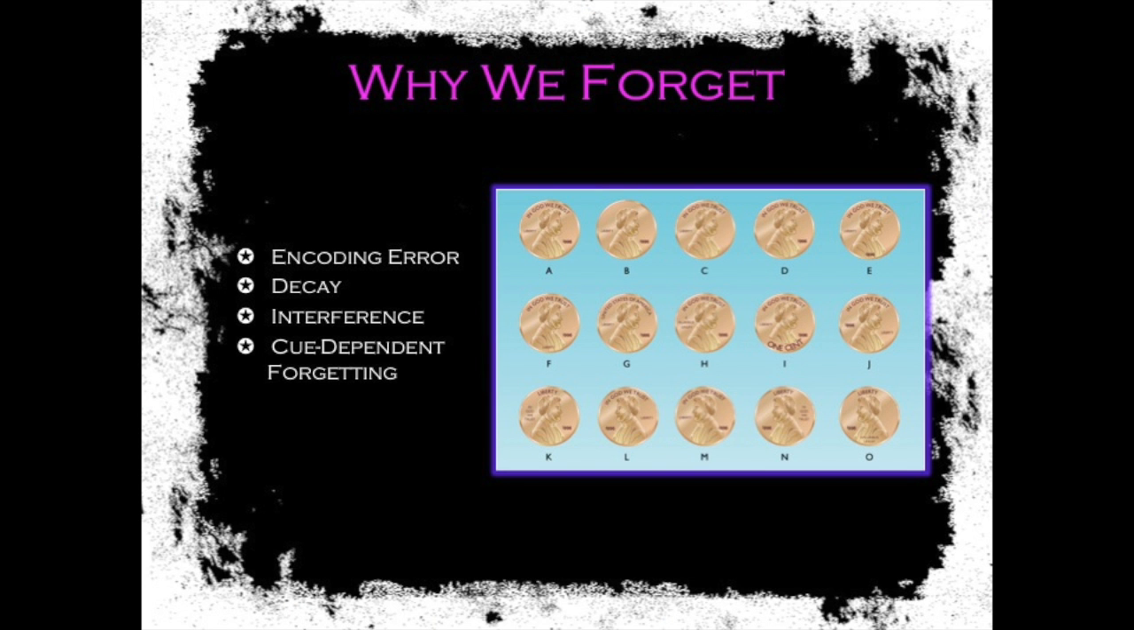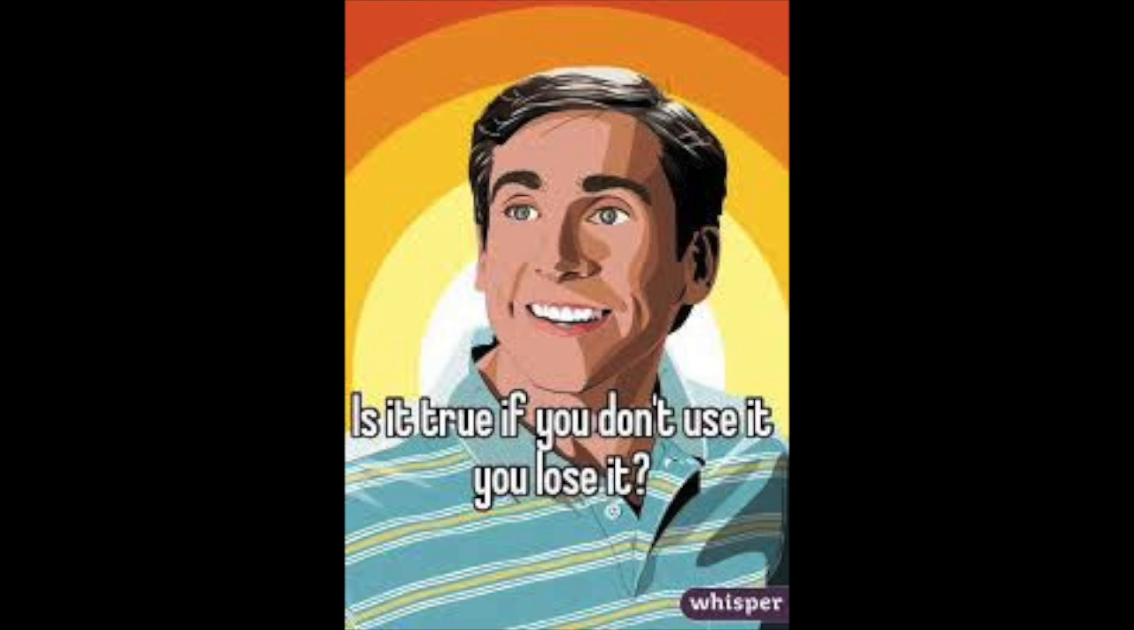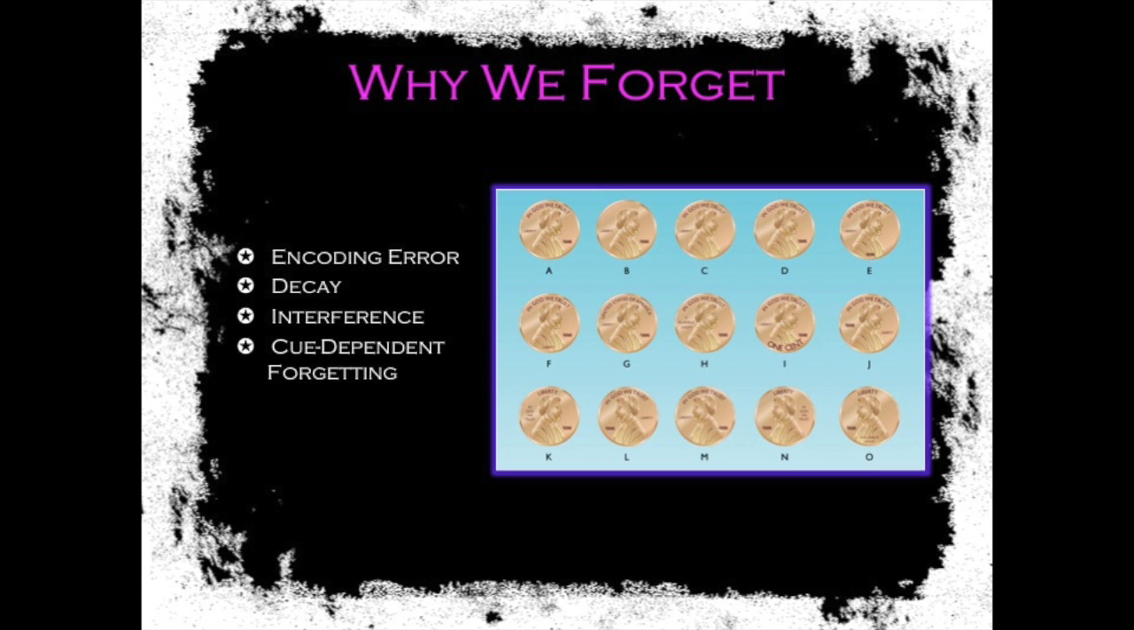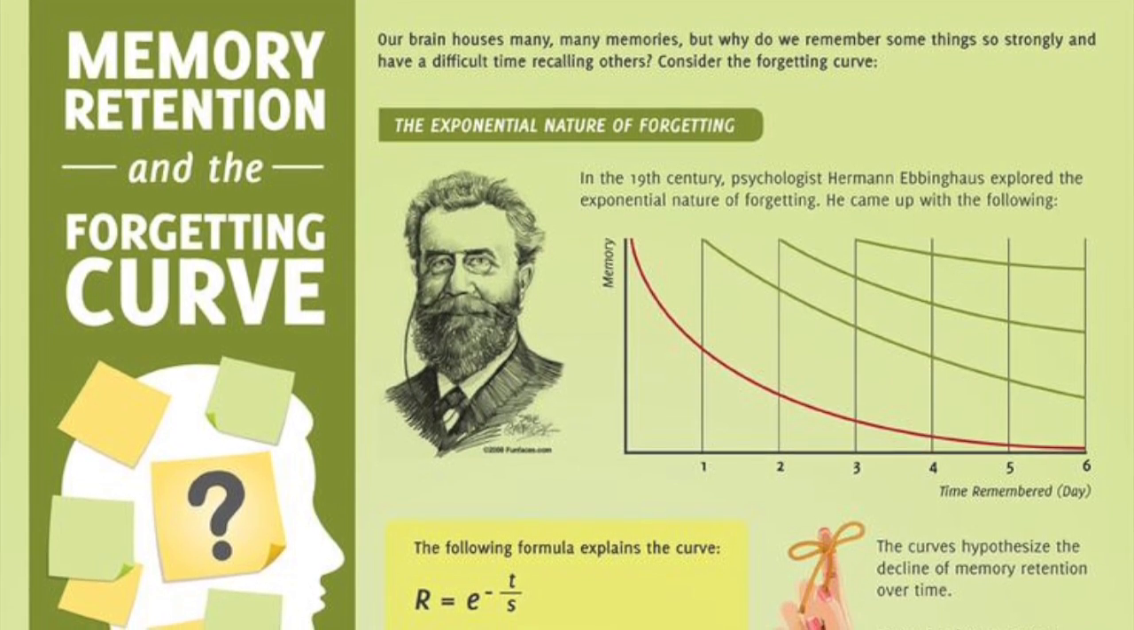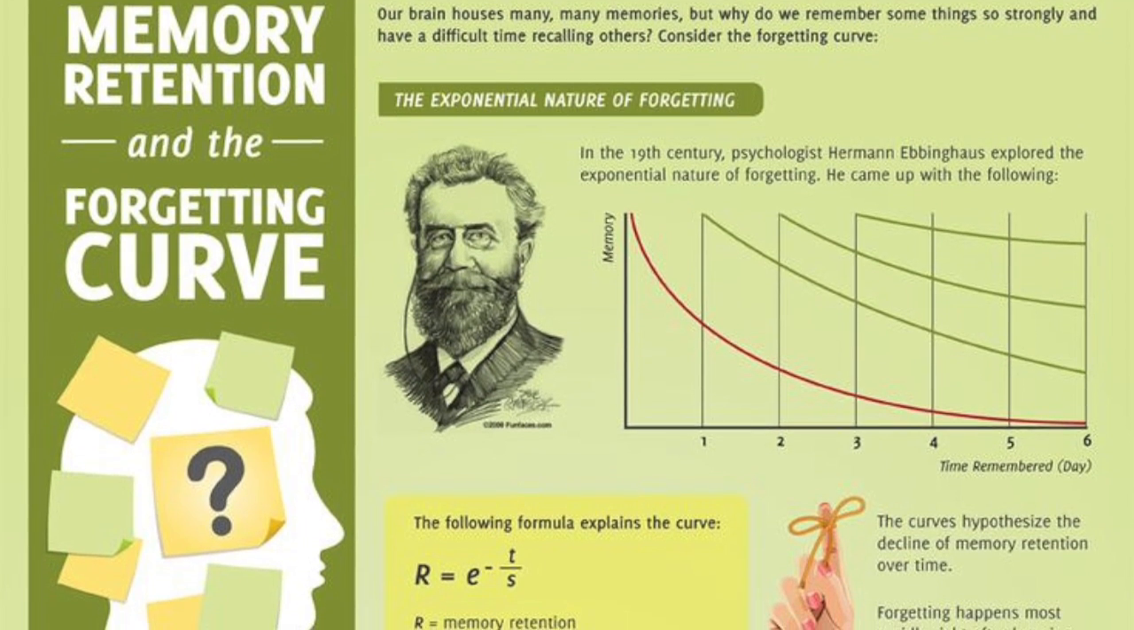Another theory of why we forget is decay, which is just the loss of information through its non-use. As the old adage goes, if you don't use it, you lose it. Another possible explanation of how we forget is interference, which is the phenomenon by which information in memory disrupts the recall of other information, like we talked about earlier.